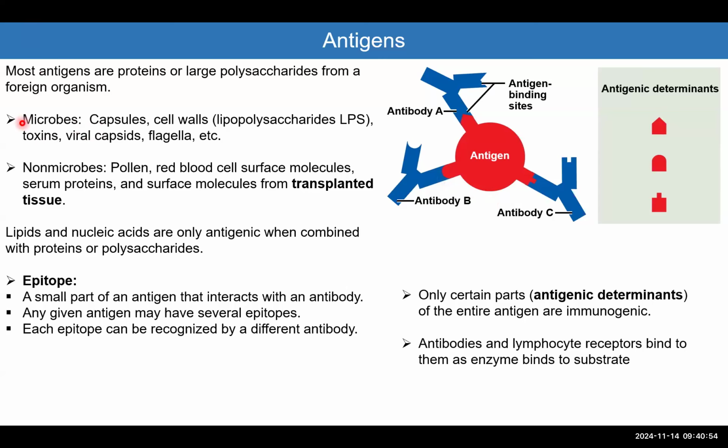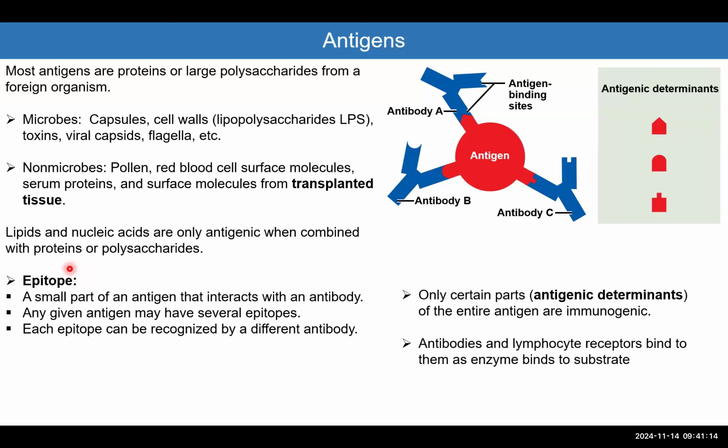So the antigens came mostly from microbes. It could be non-microbes like pollens, and it could be on your body. So I'll give you the example of the red blood cells later on. Okay, so what is an epitope then?